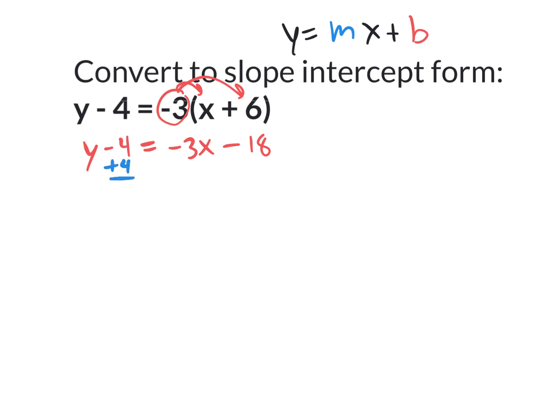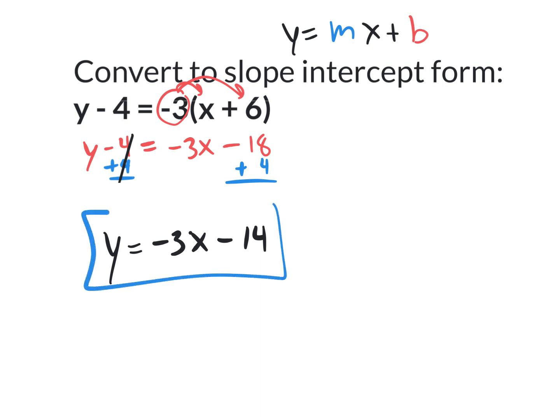You can't add 4 to the x, so let's add 4 to the minus 18. So this does eliminate. You have y equals negative 3x minus 14. And this is your y equals mx plus b equation. That is the answer to this problem.